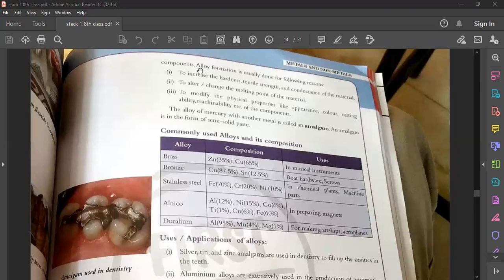So what are the properties of alloys? The first one, which will increase the hardness, tensile strength, and conductance of the material. So compared to the metals which you mixed, an alloy will have more hardness, more tensile strength, and more conductivity of electricity. Like gold is mixed with copper to increase its hardness. So compared to normal metals, alloys will have more hardness, tensile strength, as well as conductivity. What is the next point?